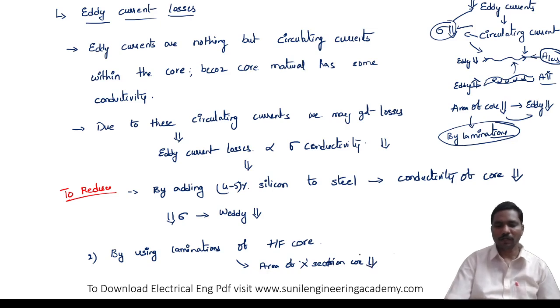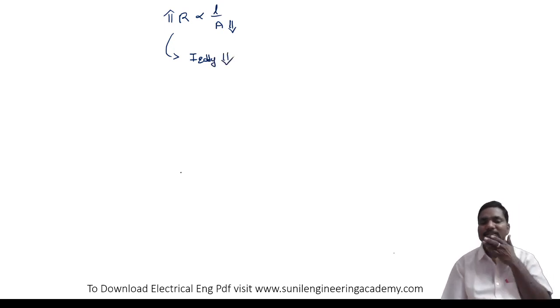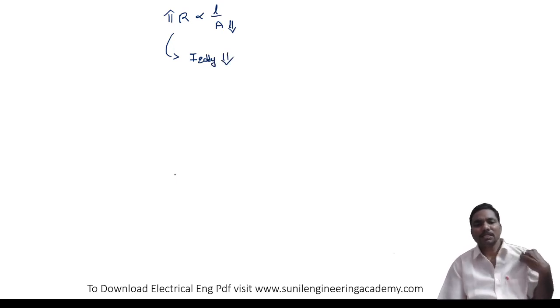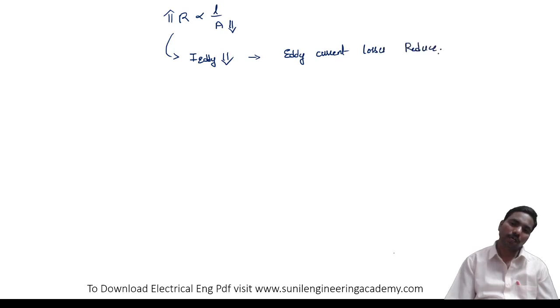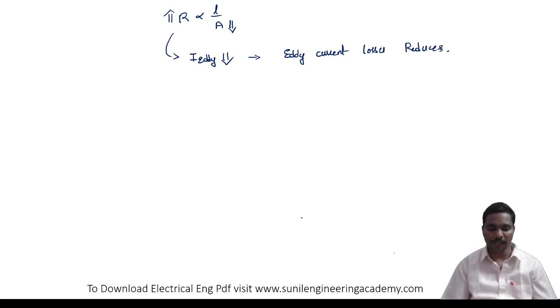As the area of cross section of the core reduces, we know very well resistance is proportional to L by A. As the area reduces, resistance is more. So as resistance is more, eddy currents are less. The circulating currents will be reduced. As the resistance is more, current is less. So then eddy current losses will be reduced. Losses reduce. So the very important method is nothing but laminating the core.